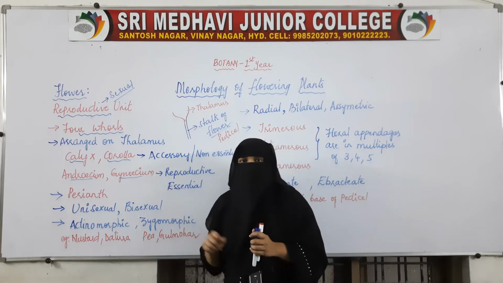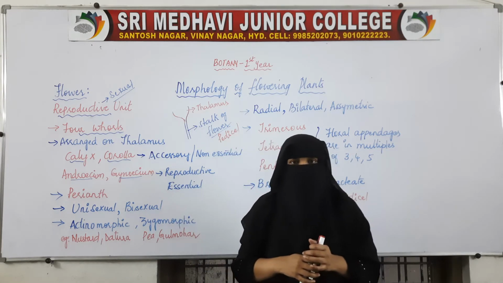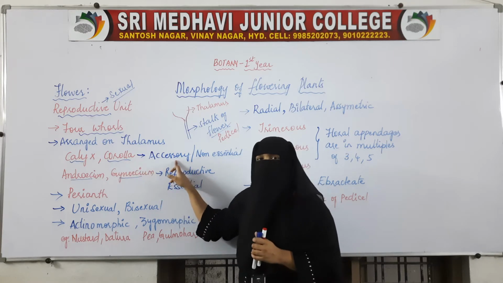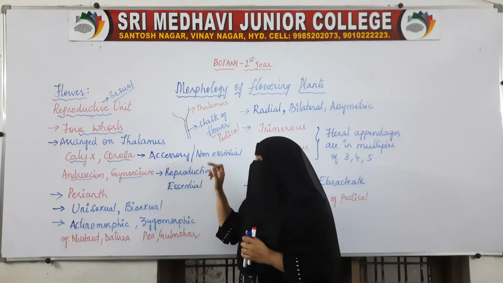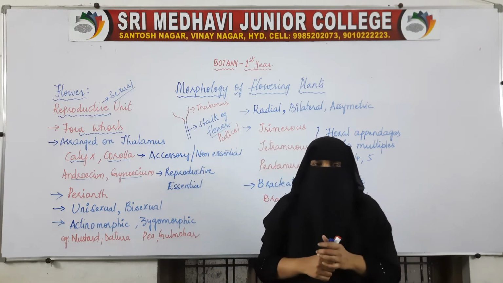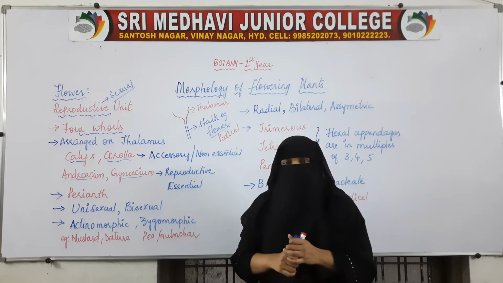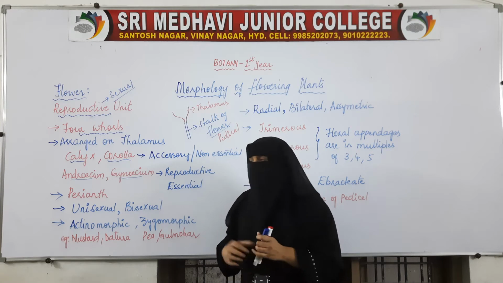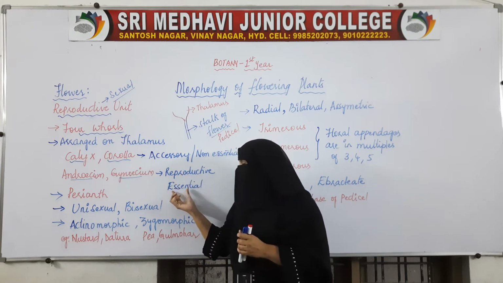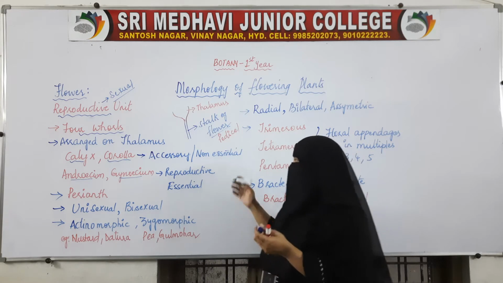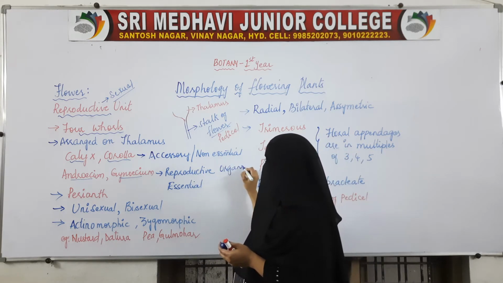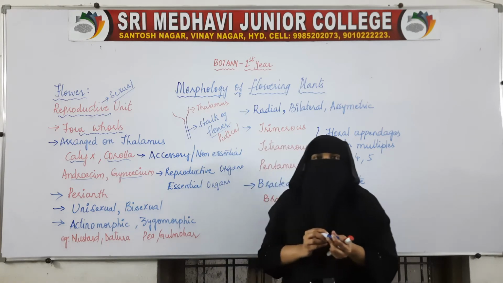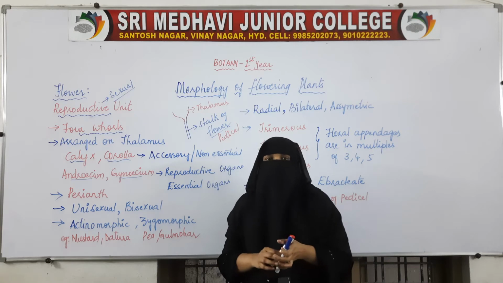In this, calyx and corolla, these 2 parts are called the accessory parts. They are also called non-essential. And androecium and gynoecium are called the reproductive parts or the essential organs of the flower, because these 2 are the parts which help in reproduction.